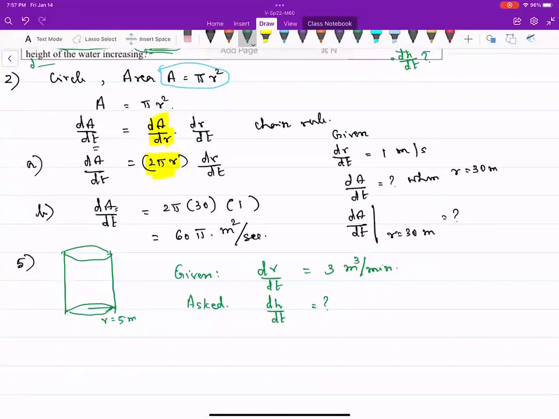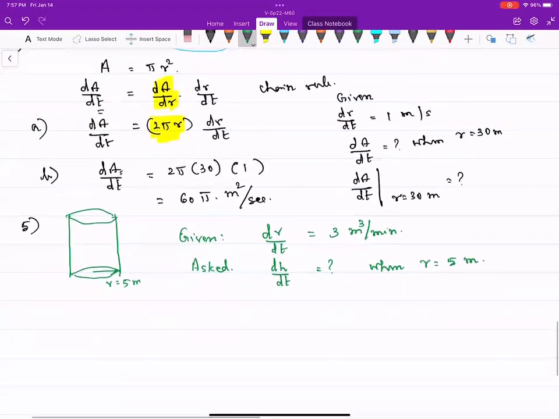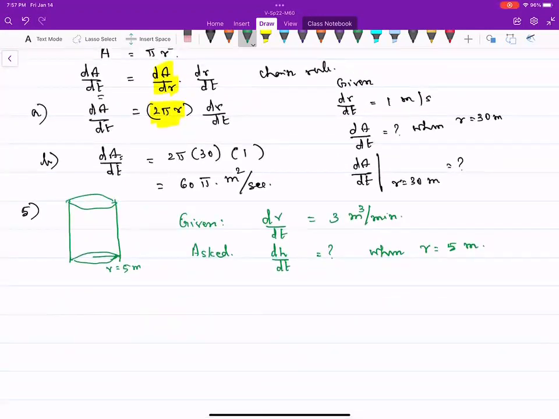Here, as the radius is always a constant, we can assume the specific radius equal to 5 meters, right? So we want to find dh by dt when r equals 5. First we need the formula for the volume of the cylinder. So volume equals pi r squared h, the base area times height.